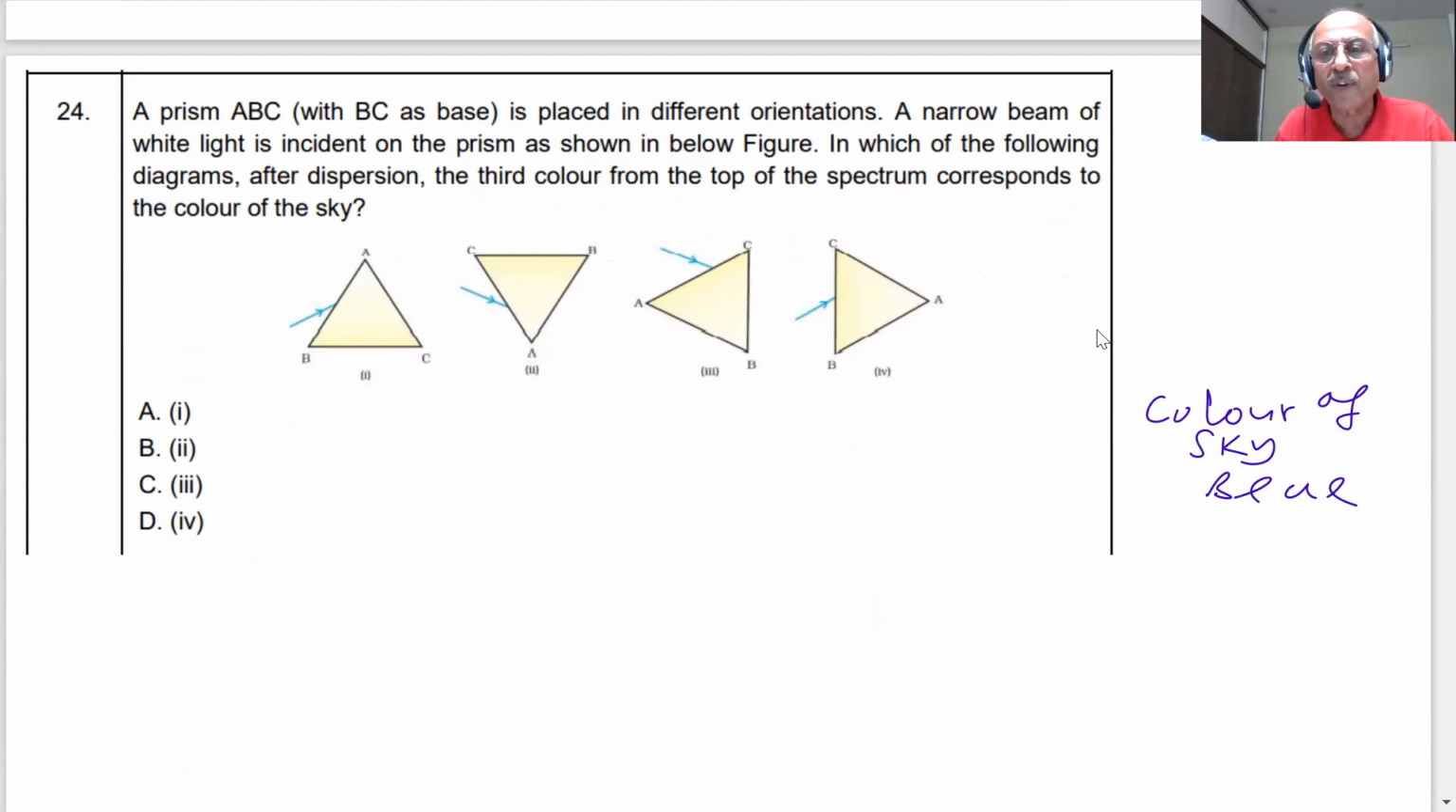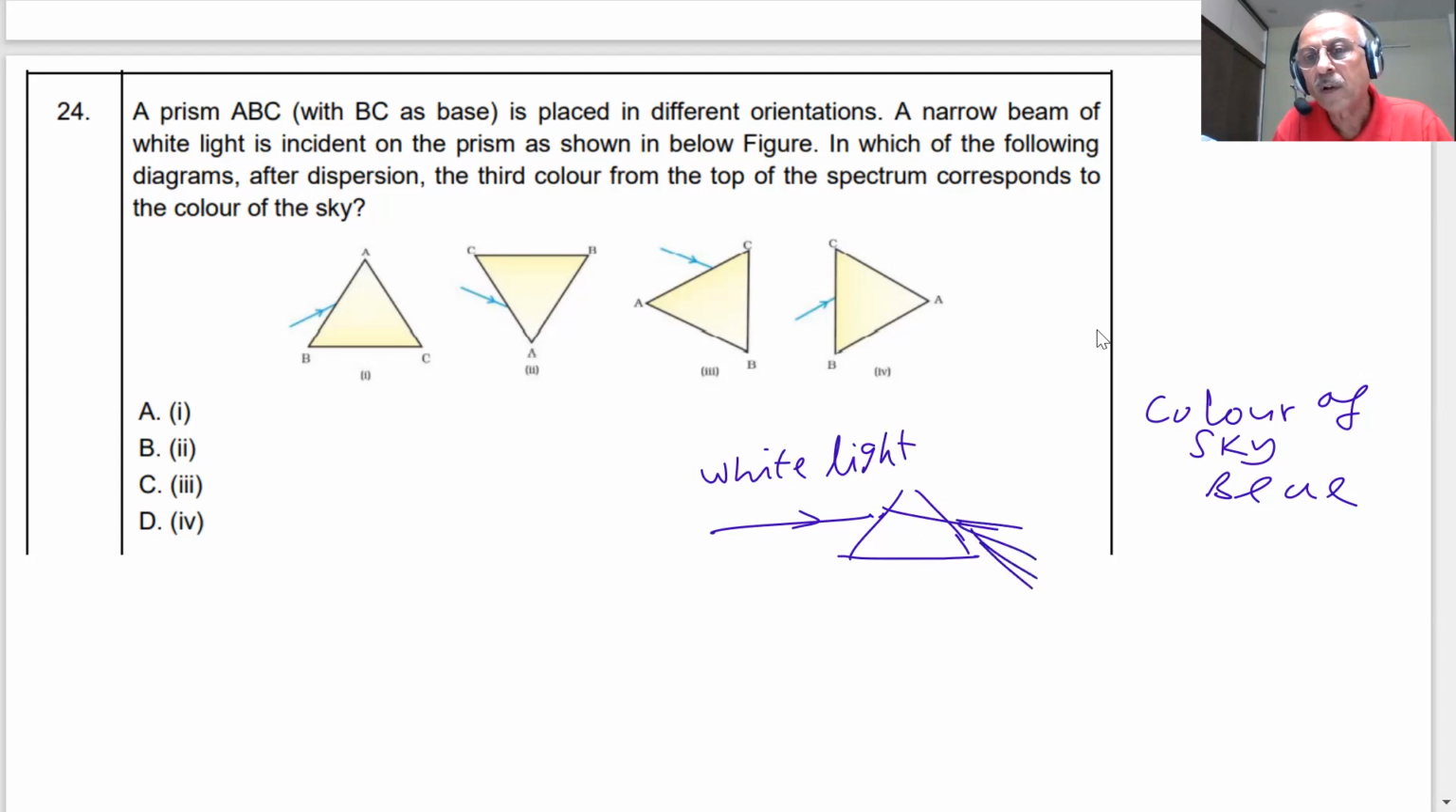And if I have a normal prism like this, student, you have seen that when white light passes through a prism, what happens? It splits up into how many colors? Violet, indigo, blue, green, yellow, orange, red. So this is the blue from the bottom. If the prism is like this, because the ray of light is refracted towards the base of the prism, it is from the bottom. The third one is blue. That is the color of the sky.